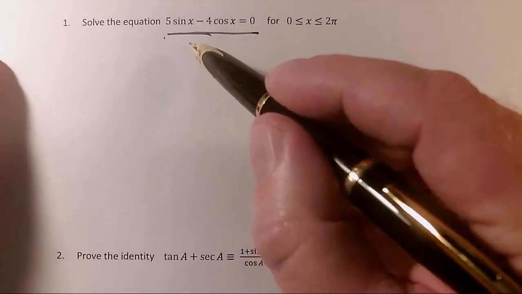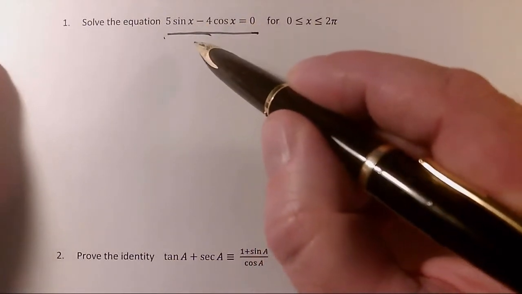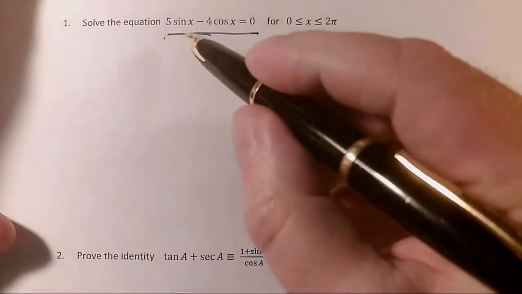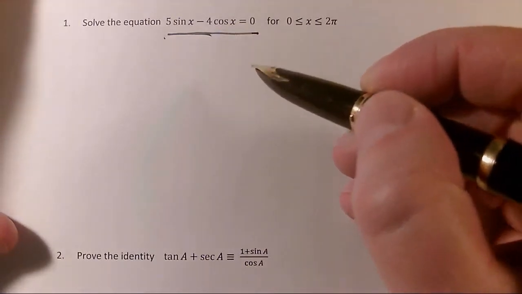But our problem is that this equation has got a sine x term and a cos x term. So I don't know what sine x is. I don't know what cos x is. I know a relation between them. So we've got two different trig functions when we'd prefer just to have an equation with one. And because there's just a sine x term and a cos x term and nothing else, we can have our wish.